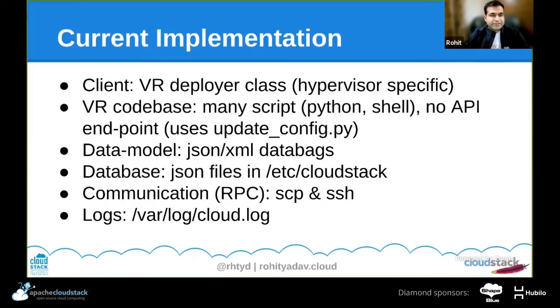So just to recap very quickly, the current implementation uses a VR deployer class. It SSHes to your virtual router and executes some scripts. Generally, it starts with copying a JSON or an XML file and executing an update script. For the data model, we use JSON and a combination of XML and data bags. This is really messy. Everyone has their own implementation. There's no standard way of programming the router. We don't have a proper database. We use just JSON files in the etc CloudStack directory. For communication, we use DHCP and SSH, and we have some logs.